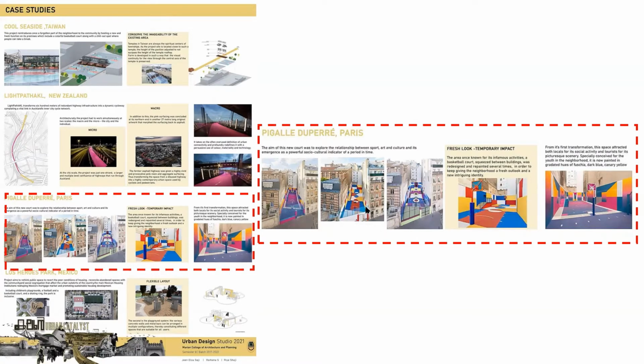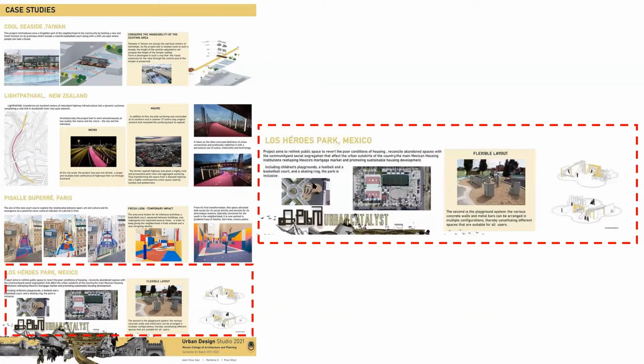Moving on, the next case is Los Heroes Park located at Mexico. This project rethinks public space. The park has all major sports and recreation facilities. A strategy they used was to create an overall flexible layout which can be arranged into multiple configurations based on the user. So then, taking up conclusions from all these case studies, we moved on to the structure plan at macro level.